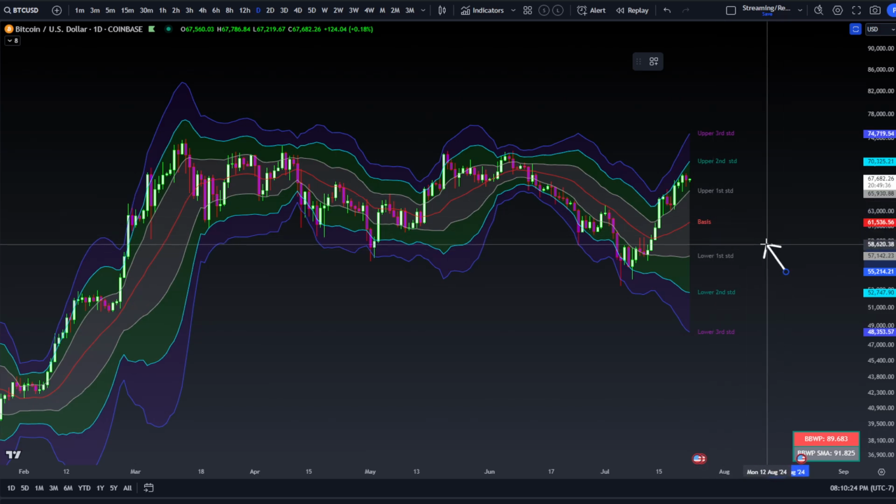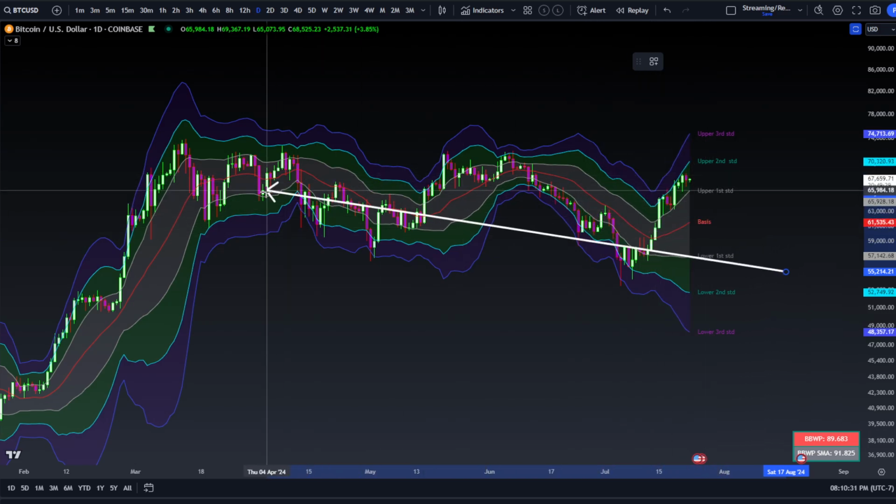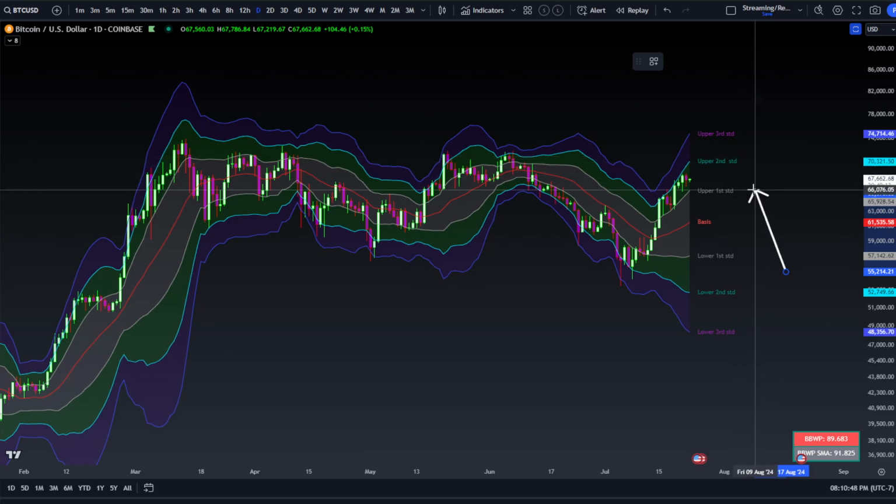Now, this is actually a pretty good thing for the bulls. This is what you want to see, this continuation of the reclaim of the horizontal levels that we're going to look at in just a moment, but also maintaining closes above the upper first standard deviation, turning the basis band around or flipping it back to the upside. That is a positive thing. And then, keeping pressure on that upper second standard deviation.